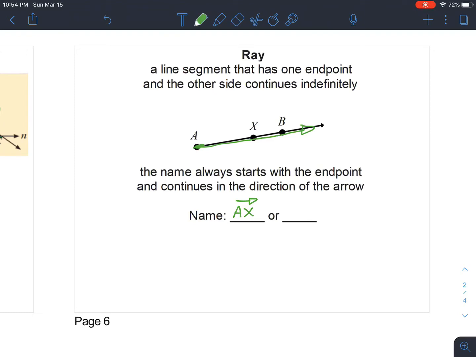We can also call this ray AB. Again, same reason, we start at A and point B is in the direction where the arrow is pointing. Now, we cannot say XA, because that would suggest that we're starting at X and then we're going towards A. And that's not how this ray appears. Likewise, the same thing is true for BA, because that would suggest that we're starting at point B and then we're going over to A. Once again, that is not the direction the arrow is pointing in our picture.